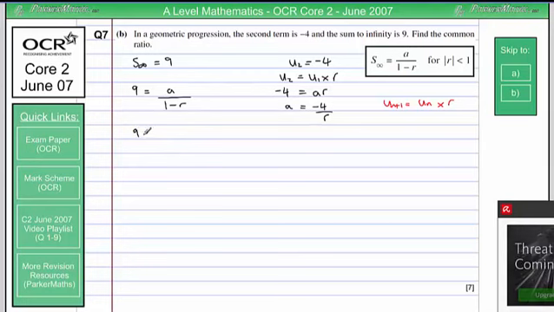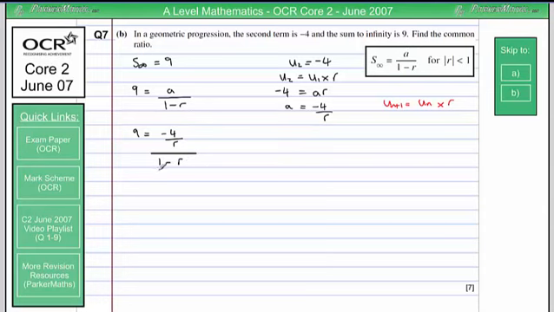So I get 9 equals minus 4 over R, and that is all divided by 1 minus R. In order to progress from here, you need to know how to deal with fractions that are stacked on top of other fractions. And I'm going to show you a general rule over to the right here.